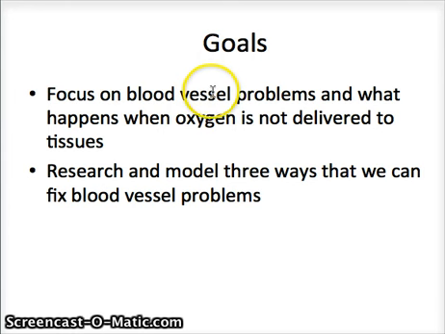All right, so again, we'll focus on the blood vessels, which is what happens when oxygen is not delivered to the tissues, and then research and model three. Well, you're only going to model one, but you're going to research the three ways and model one of the ways to fix those blood vessels.